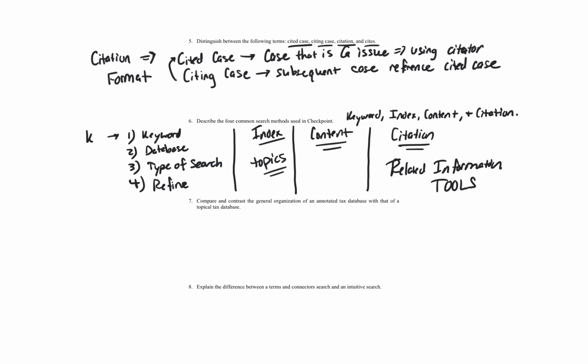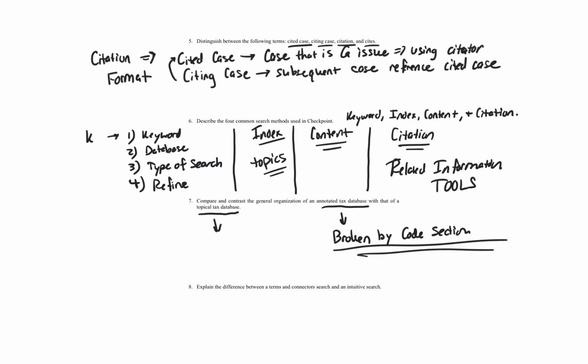Question 7 is compare and contrast the general organization of an annotated tax database with that of a topical tax database. So annotated is basically broken down by code section. That's the key. It's broken down by code section when it comes to tax services. So organized by Internal Revenue Code section. These are called compilations as they compile an editor's explanation and evaluation, and they provide annotations, like we saw some of those in the intro video, of related court cases and administrative rulings.